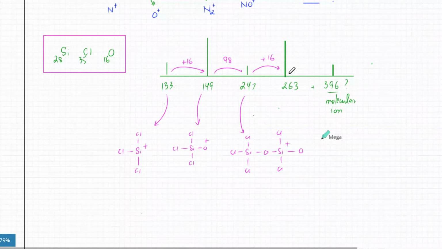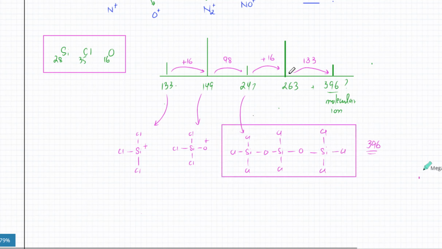So you got oxygen, and there's a difference of 133 at the end. What is 133? That is another molecule of chlorine and silicon. Okay, it's SiCl3, right? Yes, sir. So anyways, you've figured out what 396 stands for. 396 stands for this entire big piece of molecule. Okay, is that clear?